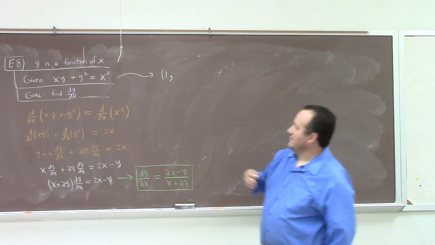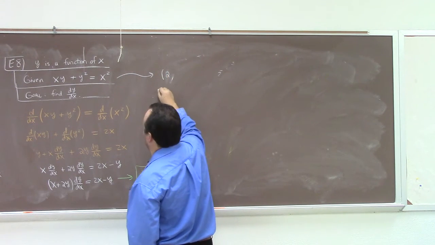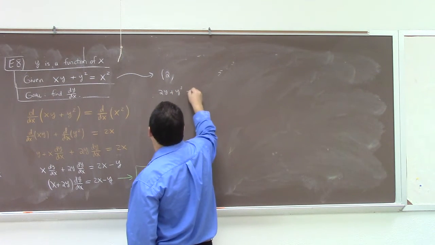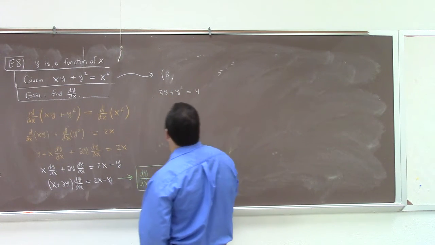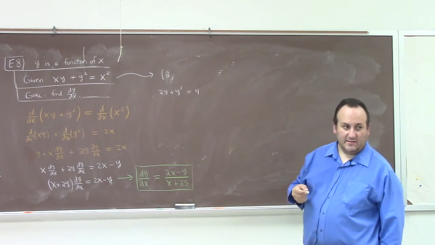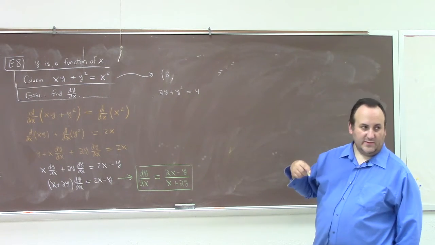That might not work. Let's try 2. So we'd have 2 times y plus y squared equals 4. Could we choose a y that solves that? I'm trying to find a point on this thing. Listen, we could get out the Desmos and graph this.